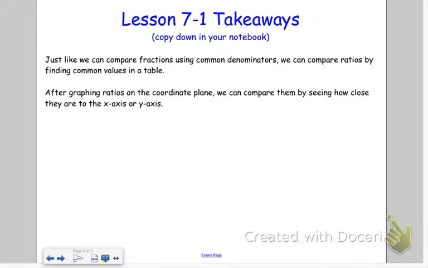So here are the takeaways. Just like we can compare fractions using common denominators, we can also compare ratios by finding common values in a table. Or we can even graph those ratios on the coordinate plane. We can compare them by seeing how close they are to the x-axis or maybe how close they are to the y-axis.